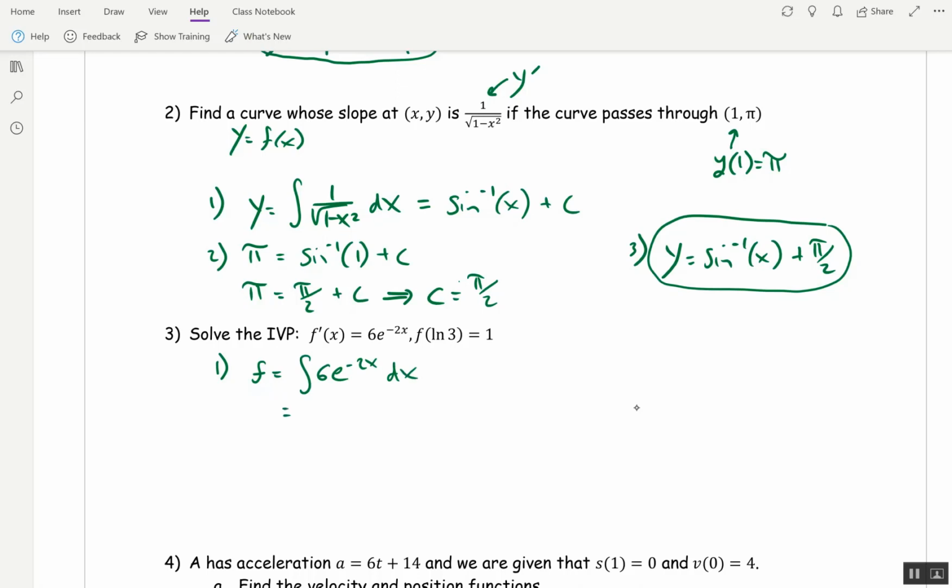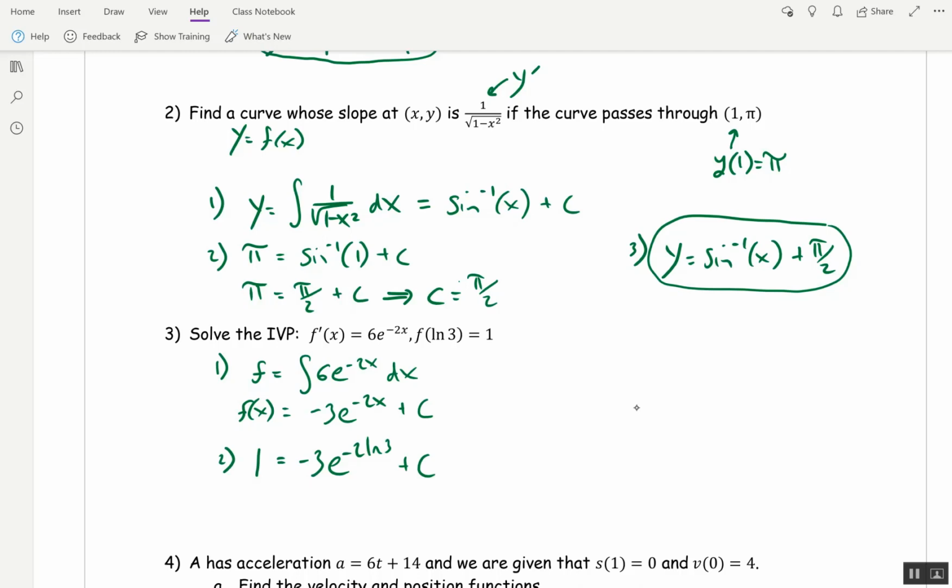All right, Bible formula, negative 1/2 comes out and multiplies by the 6. So 6 over negative 2 is negative 3 plus c. Okay, that's f of x. So step 2, put 1 in for f of x and ln 3 in for x.